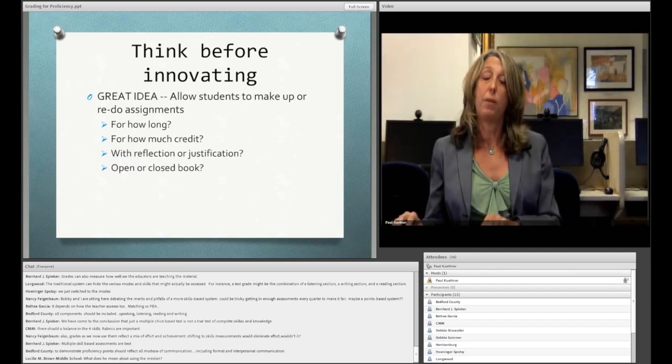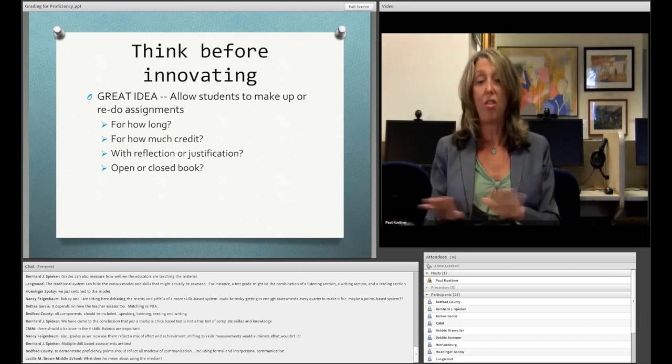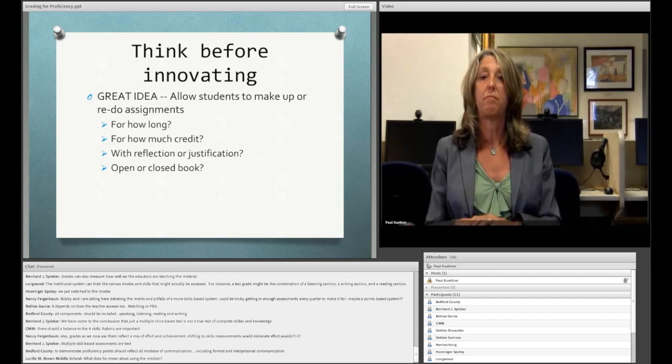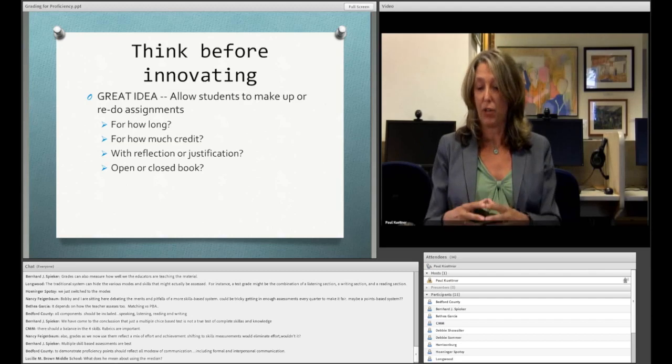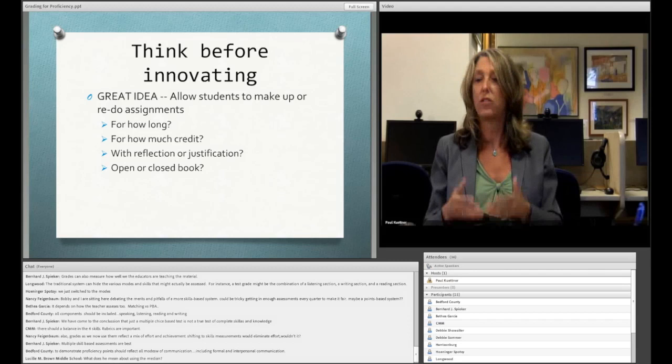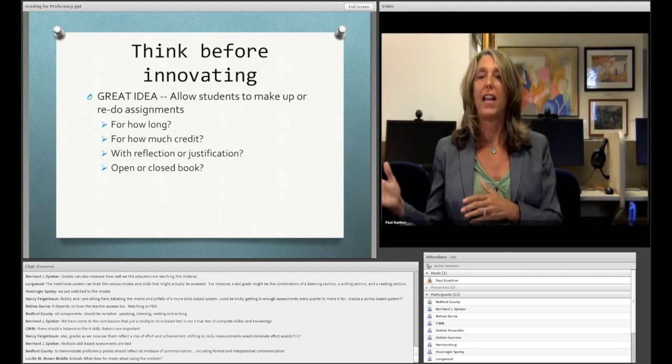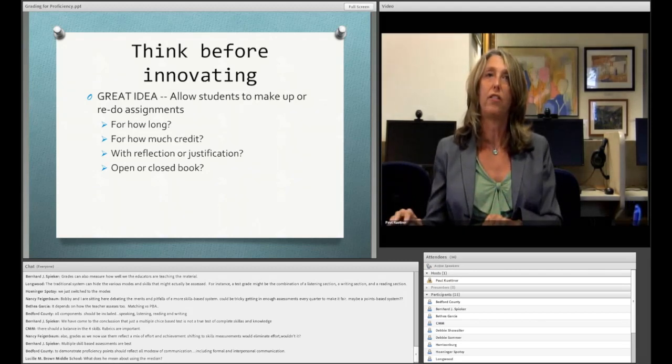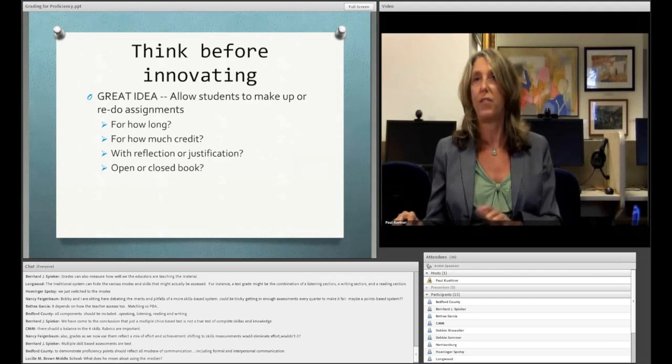Should it be open or closed book? I used to let my students have all their notes and the book and everything, and invariably they still got everything wrong. So they had the opportunity to come in after school and redo an assessment. And yet, even with all the materials and the resources and the supportive things backing them up, they still couldn't give me the correct answer about half the time. I chose to do it after school.